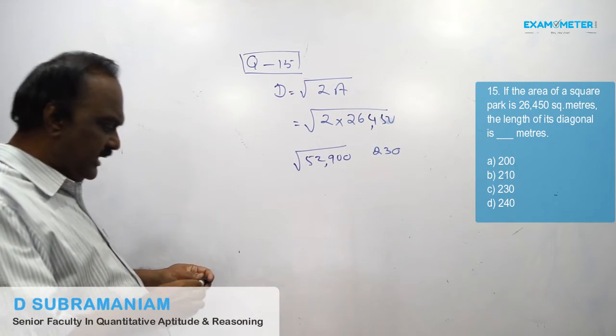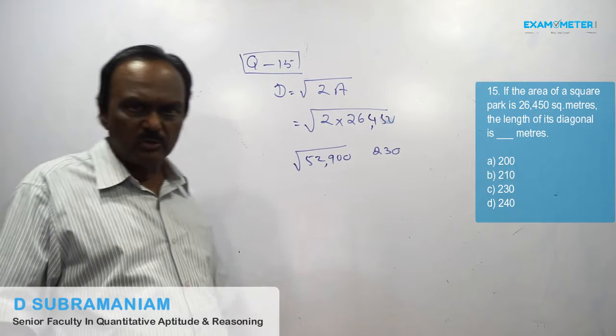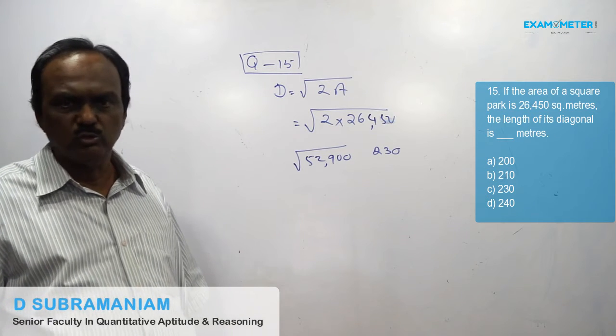Root of 529 is 23. For 2 zeros take 1 zero, so 230 meters.